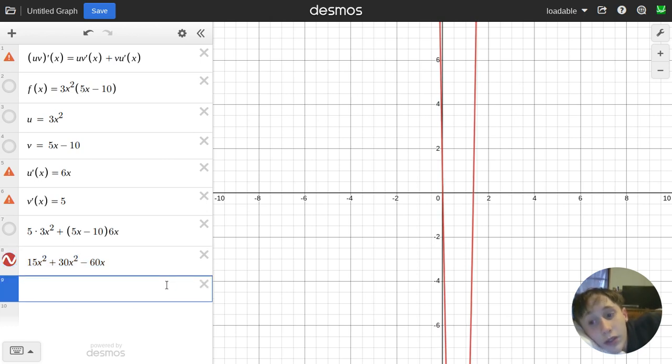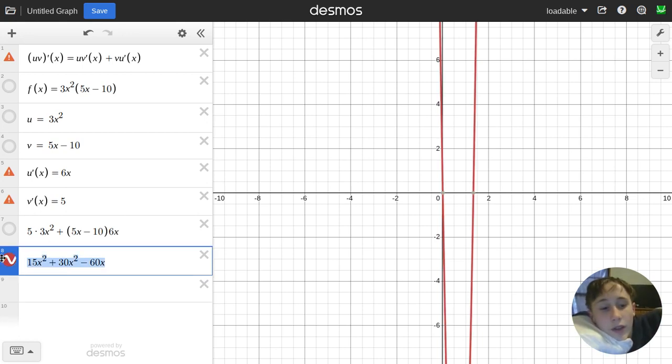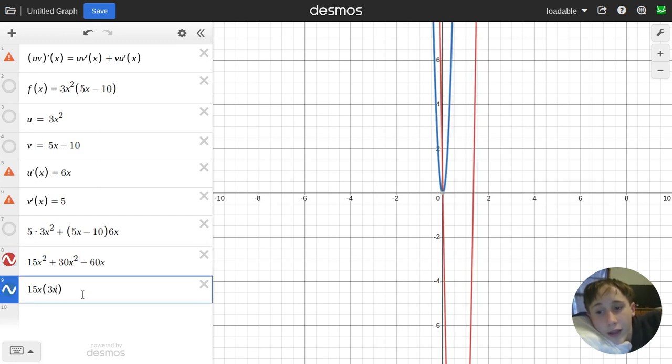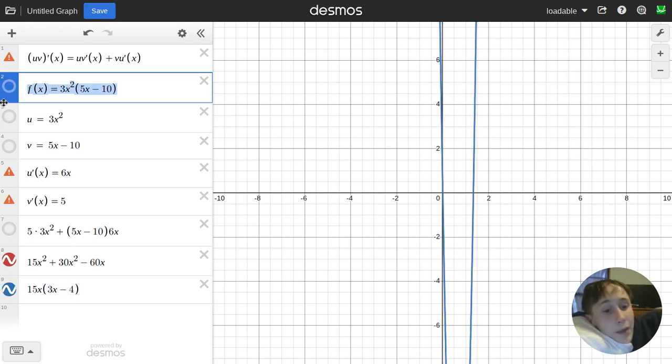But we could actually do this an easier way, or not an easier way, but to condense that a little bit more. So we are going to go ahead and factor that. So 15x, and then we have 45x squared. That's what this is. So it's going to be 3x minus 4. 15x times 3x minus 4. Yeah. So that is the final answer to what f prime x is.